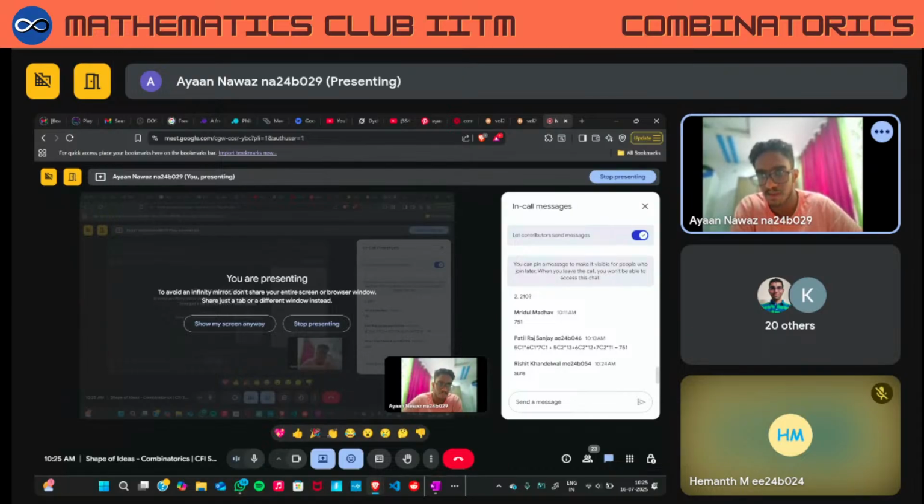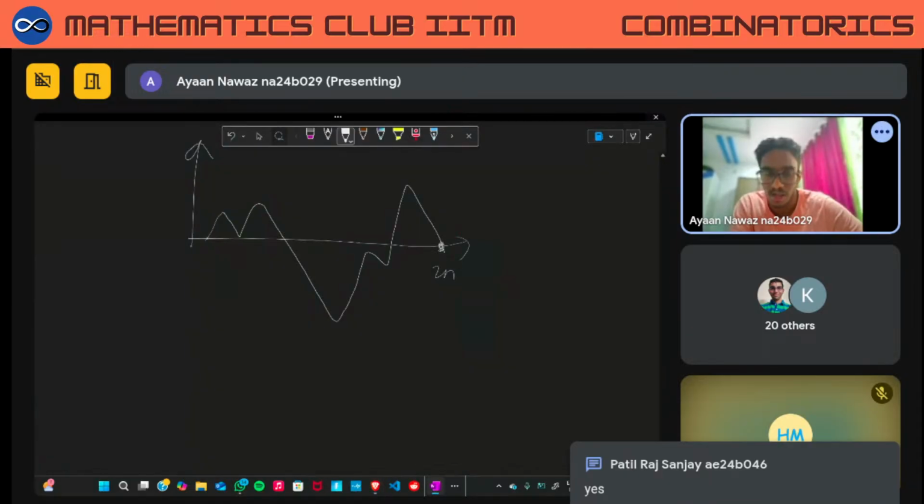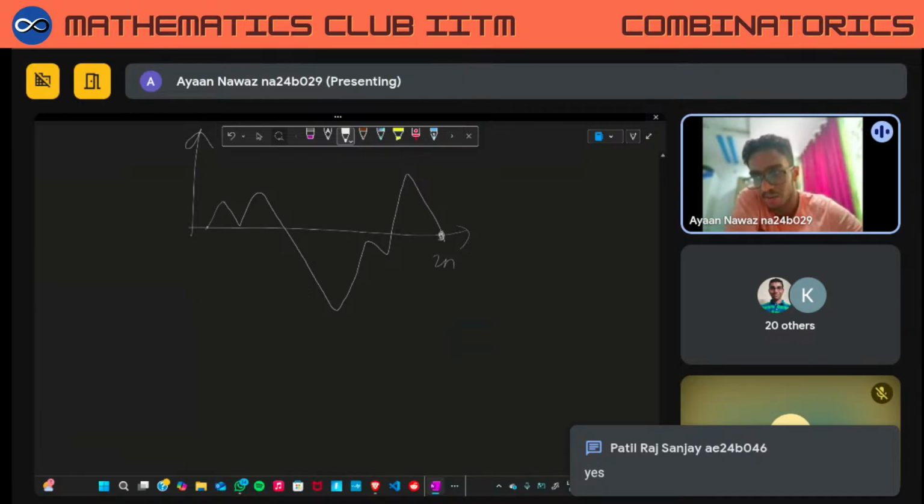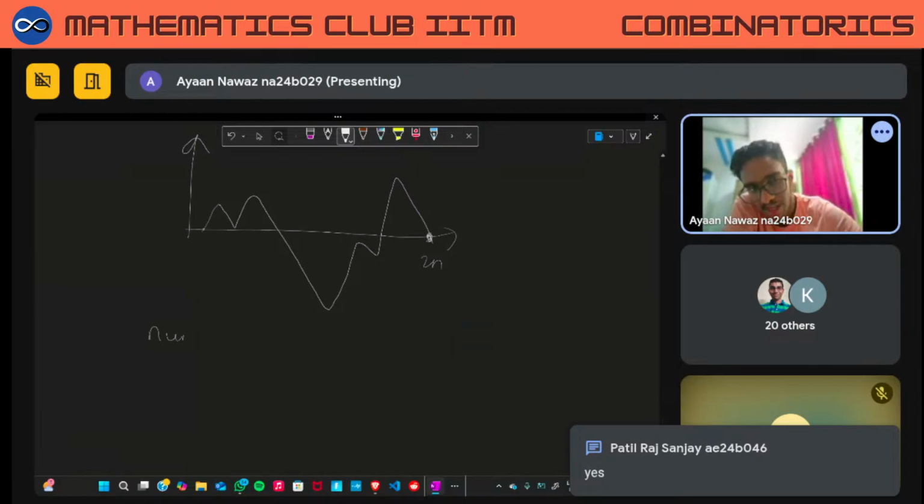You can type, okay, yes or no. So the number of ups has to be equal to the number of downs. So we'll write that first. The number of ups, this is not a Dyck path, by the way. This is not a Dyck path. We'll come to that later.